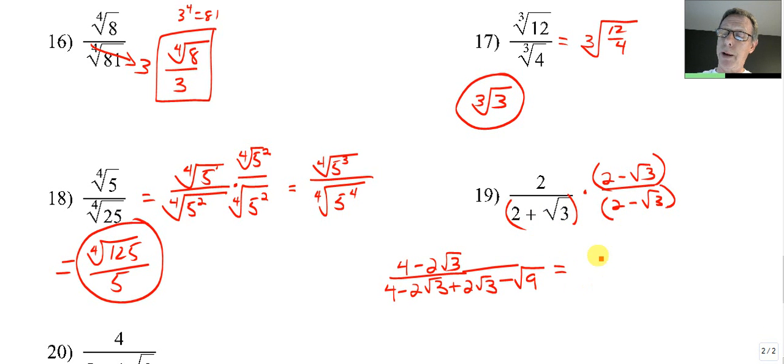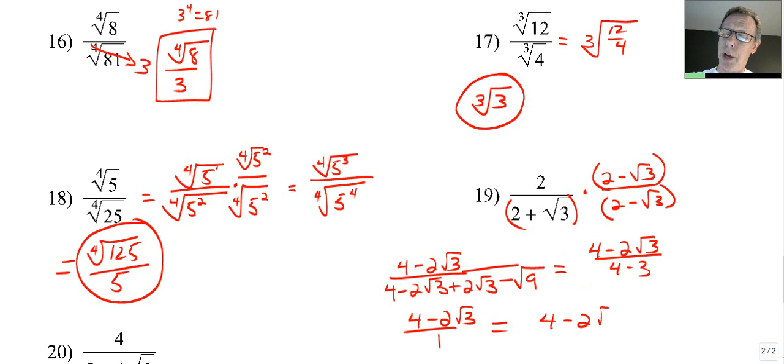Let's simplify. 4 minus 2 times the square root of 3 over 4. The middle parts drop out. 4 minus the square root of 9, so that's 4 minus 3. So I'm going to have 4 minus 2 times the square root of 3 all over 1. So it's 4 minus 2 times the square root of 3.